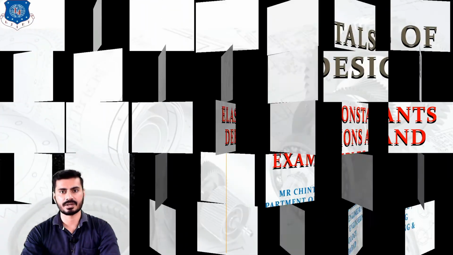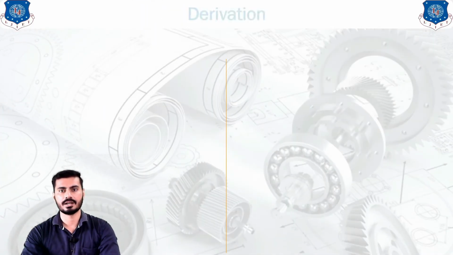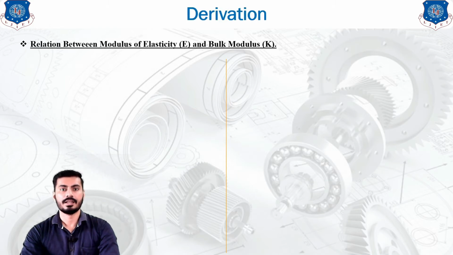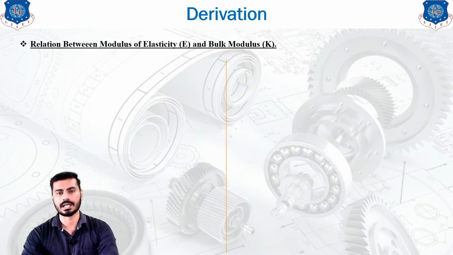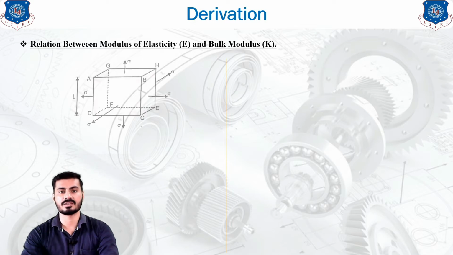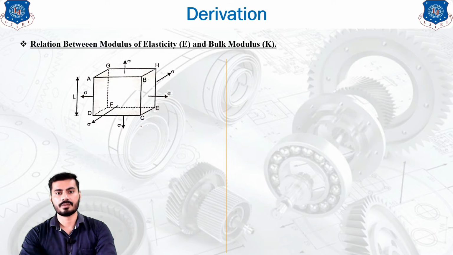So let's get started with the first slide, and that is the derivation of the relation between the modulus of elasticity E and bulk modulus K. Both have been introduced and defined in the previous lectures. In this lecture we are going to establish the relationship between them, and for that we have considered one block, as you can see in this diagram, which is subjected to equal intensity of stress in the three mutually perpendicular directions.